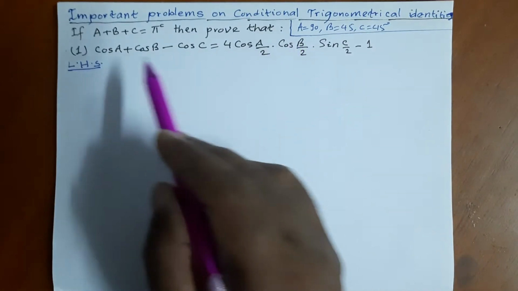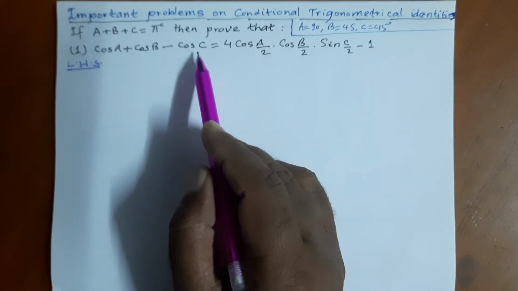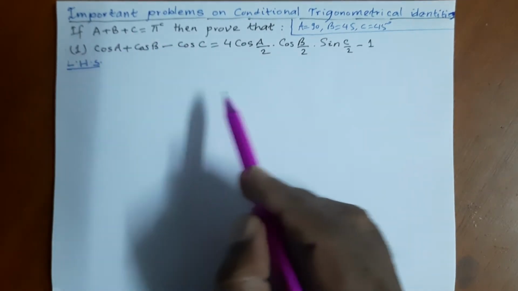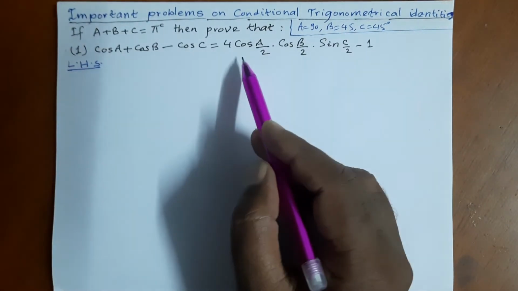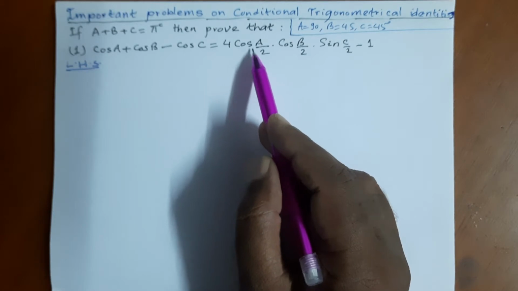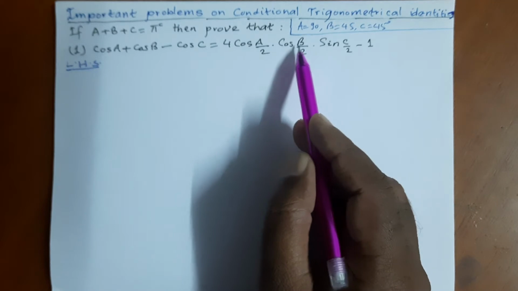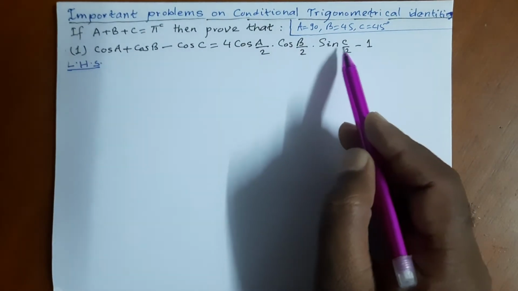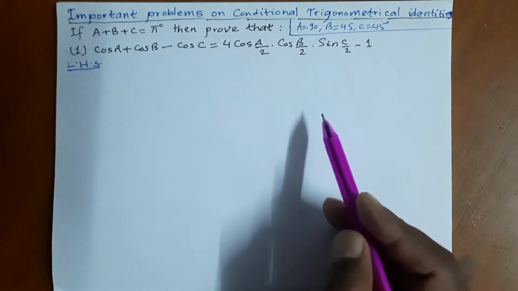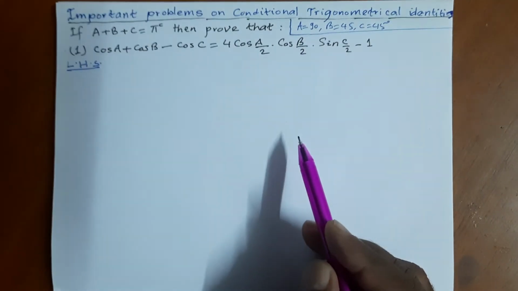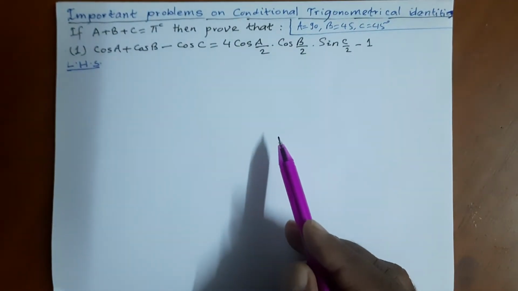Now you can press cos 90 plus cos 45 minus cos 45 in the calculator and see the value. Record the value. On the right side, A over 2 is 45, so you can write 90 over 2: cos 22.5 sine 22.5 minus 1. This value you can also find in the calculator, and if you get the same value from both sides, then this identity is correct.